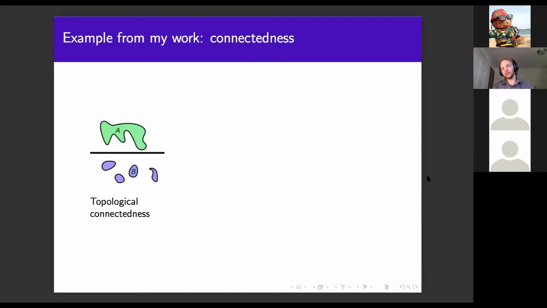So here's an example from one of my papers, which I think is easy to explain. There's this idea of connected spaces in topology. Here I've got a picture I stole from Wikipedia. There's a space called A, which is green, that's connected. And remember, connected means you can walk without jumping from any point to any point. The space B, the blue space, is not connected because you can't walk from any point to any other point.